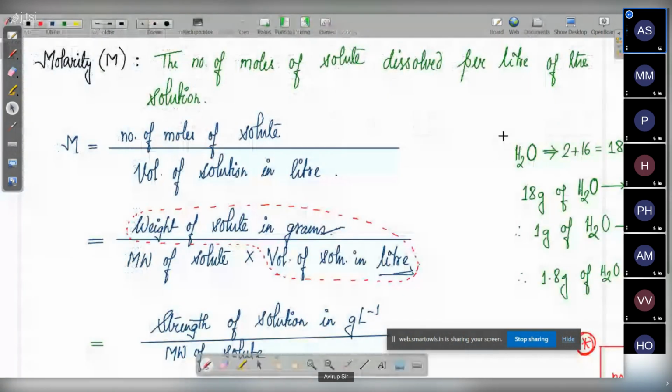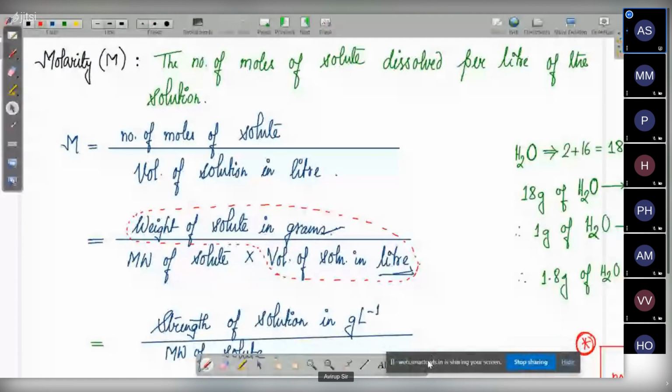Okay, so can everyone see the screen? Can you see the screen? Yes, sir. Okay.